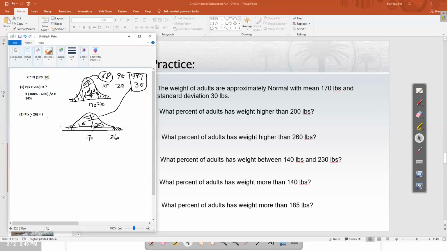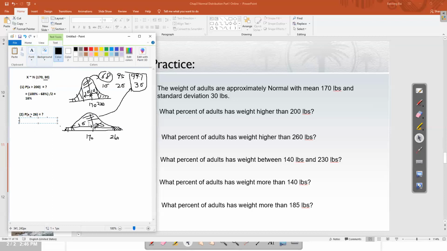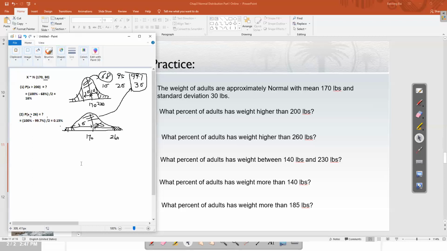So then you have 2 tails left, the tail on the left and the tail on the right. The middle is 99.7%, right? So just like what we did earlier, this probability will be equal to 100% total minus 99.7% in the middle, and then divided by 2 because you only need one side of the tail, right? So there'll be 0.15%. Okay. So that's part 2.